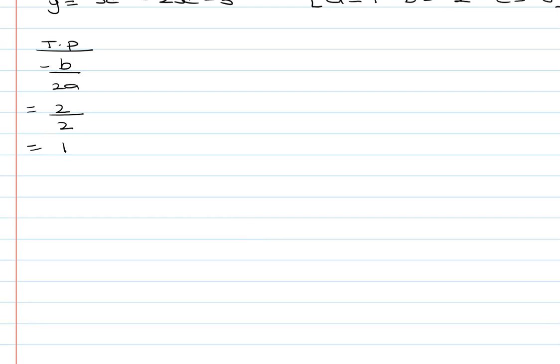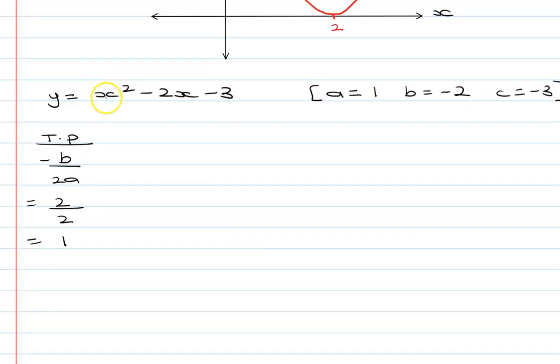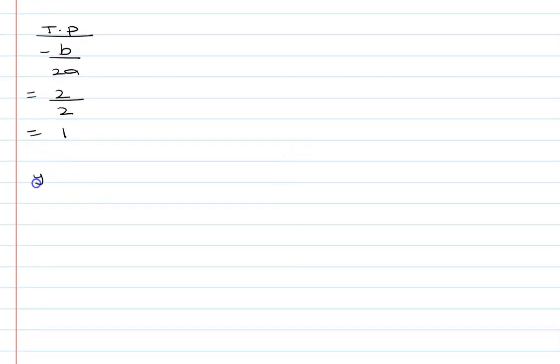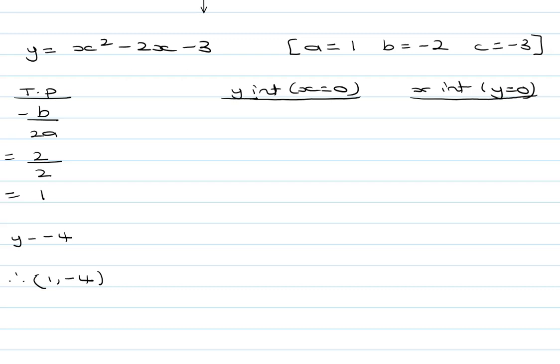To find the y value, I'm going to substitute 1 into here. So 1 squared, obviously you'd have to show your working. I'm just showing you a second example, so I'm speeding this up a bit. 1 squared is 1, minus 2 minus the 3, y is minus 4. So the y value is minus 4. So the turning point is at 1, minus 4. Okay, so now I'm going to go on to find the y-intercept. So again, substitute x equals 0. So I'll just go back to the equation. It's y equals 0 squared minus 2 times 0 minus the 3. The y-intercept is at negative 3. So that's 0, negative 3.